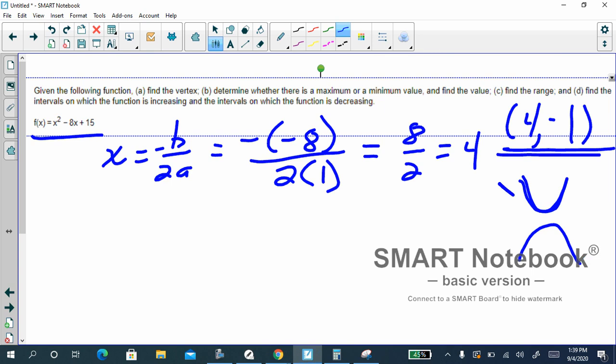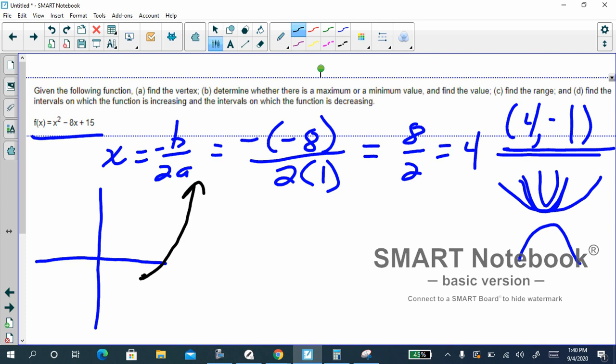We're not going to memorize how wide or how narrow the parabola is based on the coefficient of x squared. Once we get the vertex, we're just going to use some additional data points to plot it, and that's going to let us know how wide it is. This one doesn't actually ask us to graph it, so I'm just going to make a sketch for reference. So (4, -1) is the vertex, and since our coefficient is positive, our parabola goes this way.